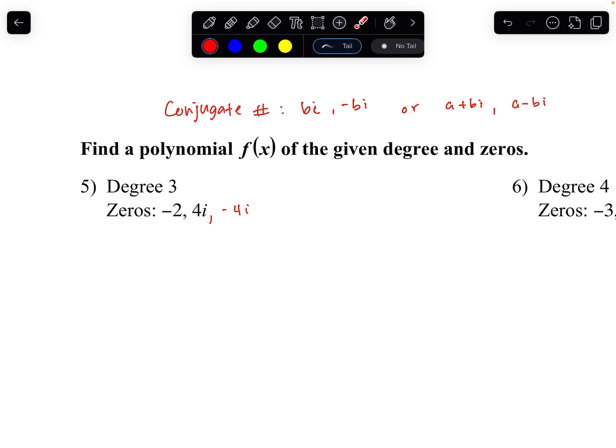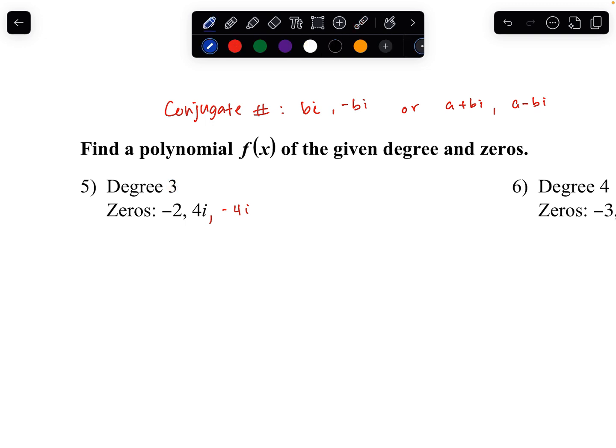So this tells me that this is how I get my 3 zeros. It tells me I have -2, I have 4i, but I also need to include its conjugate, -4i. So these are the 3 zeros that are going to give me a degree 3 polynomial.